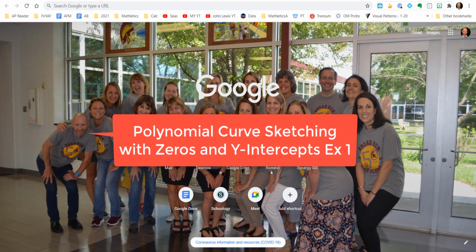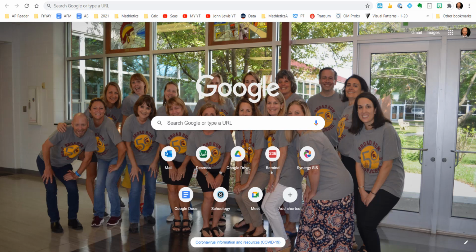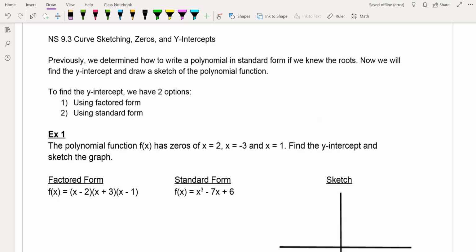Muscarella coming at you. And in this video, I'm going to show you how to sketch a polynomial function if we know the zeros and we determine the y-intercept. So this is going to be our first example. And we've done this before, this particular example, in an earlier video.